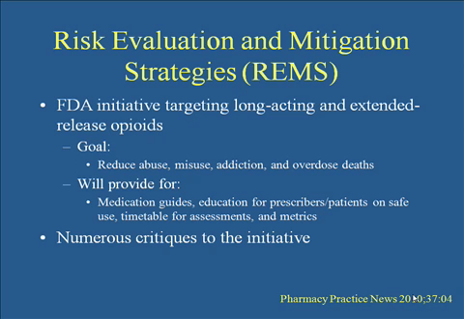As a matter of fact, the FDA has come out with the REMS, which is the Risk Evaluation and Mitigation Strategies. It's an initiative by the FDA looking at long-acting and extended-release opioids. The goal with this is to help reduce abuse, misuse, addiction, and overdose deaths. They're seeing overdose deaths that are oftentimes unintentional, but nonetheless, if you mix an opioid with something like alcohol, that can predispose people, or at least be an additive to overdoses. So the REMS strategies they have out there, they're not just for opioids, they also have them for other medication classes. But the intent is to provide medication guides for patients, education for both prescribers and patients on how to use these medications safely, a timetable for assessments, and of course what everyone loves, metrics. Numerous critiques to the initiative. I can't say I'm a proponent of it, I can't say I'm against it. It's one of those things that's out there, and we just have to deal with it.